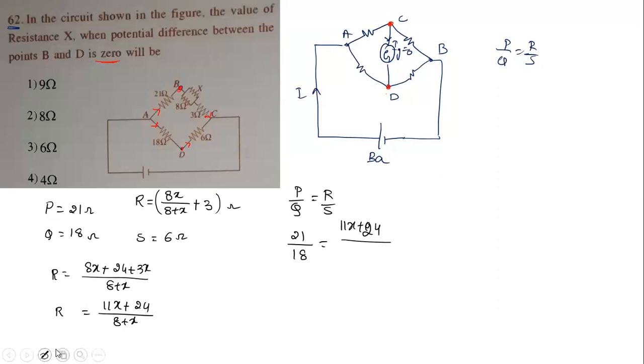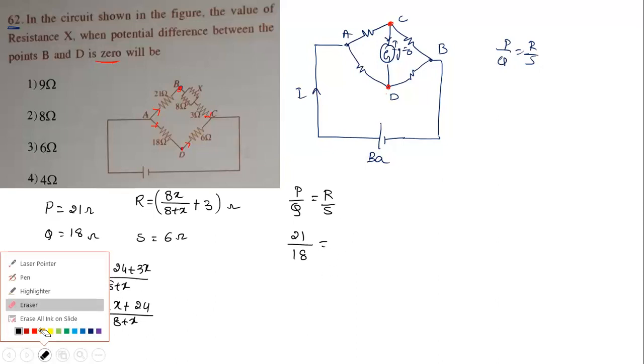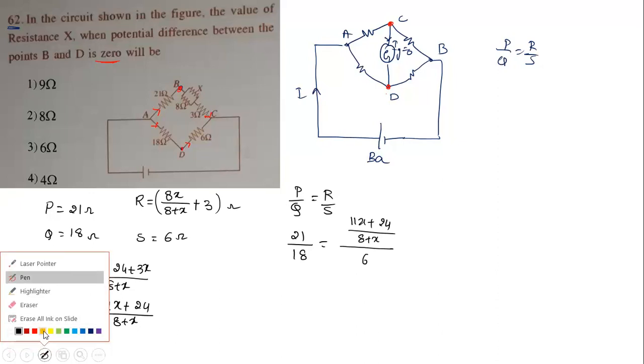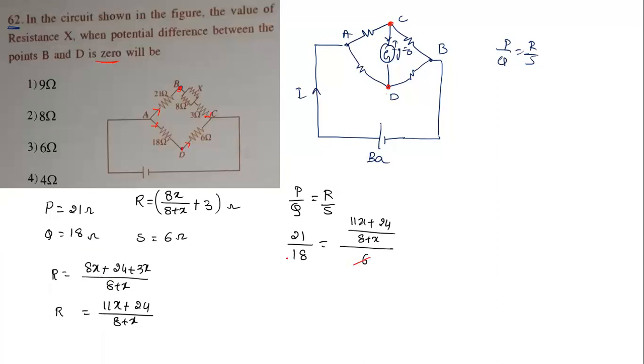divided by, it should be in the numerator. 11x plus 24 divided by 8 plus x, divided by S, which is 6. So we're going to cancel it. We cancel 3 times, so it is 7 times. So we get 7 equals 11x plus 24 divided by 8 plus x.